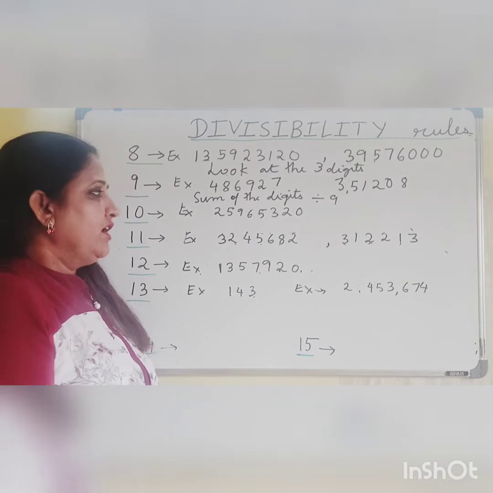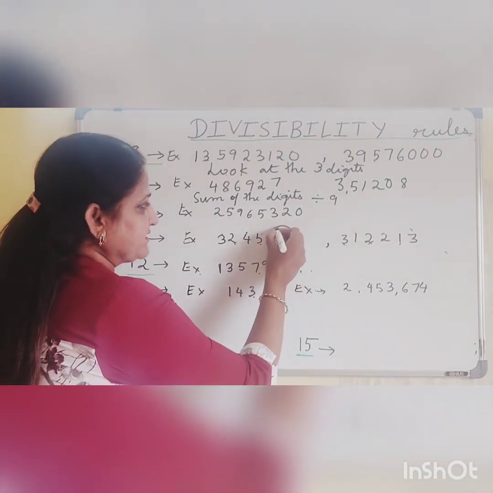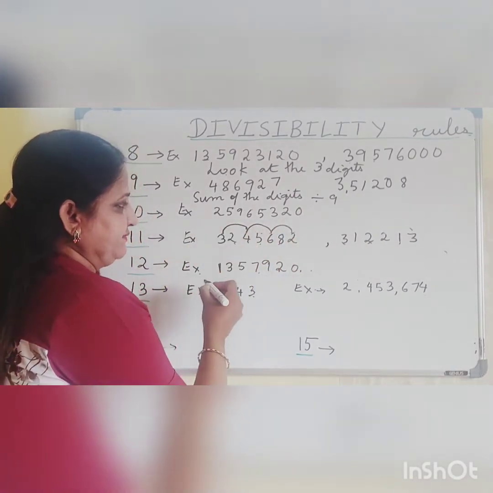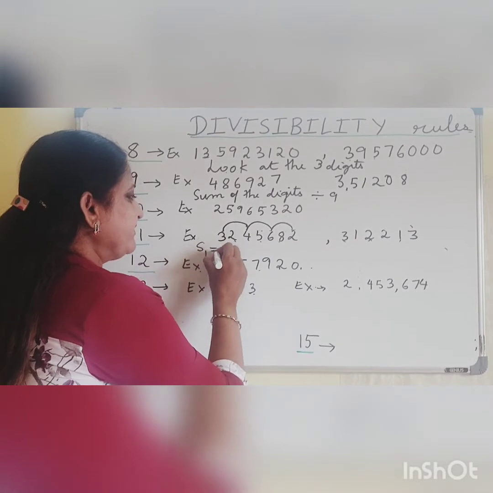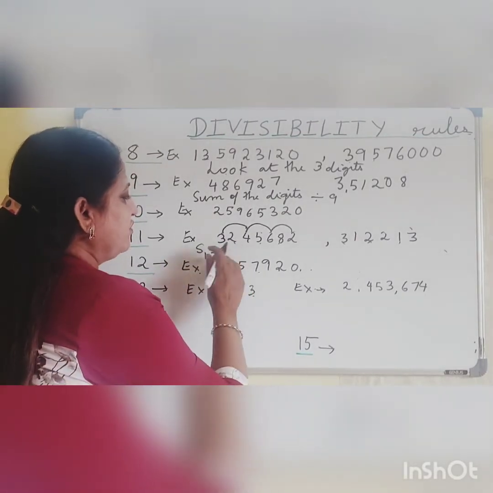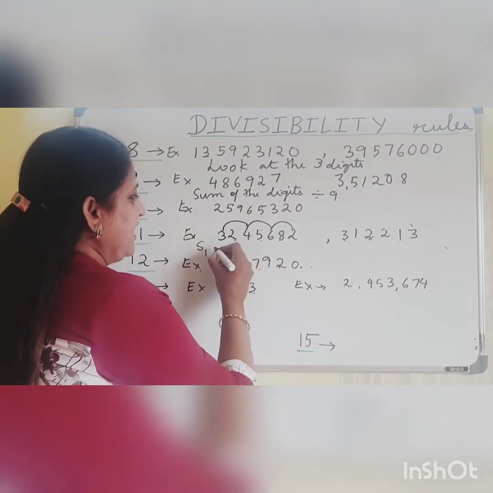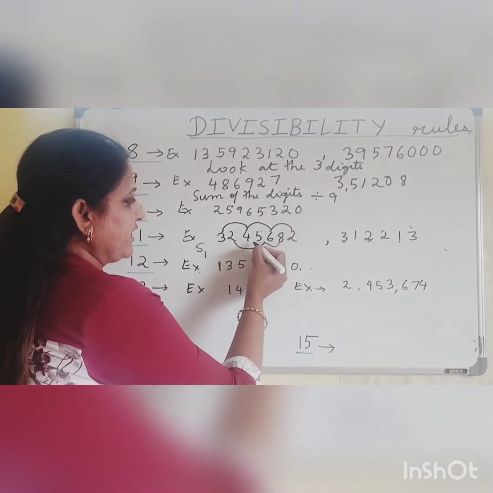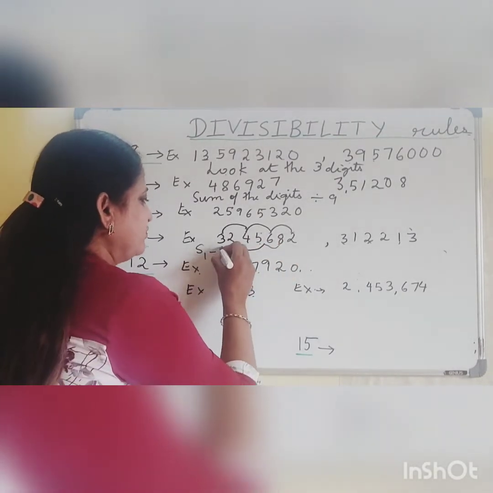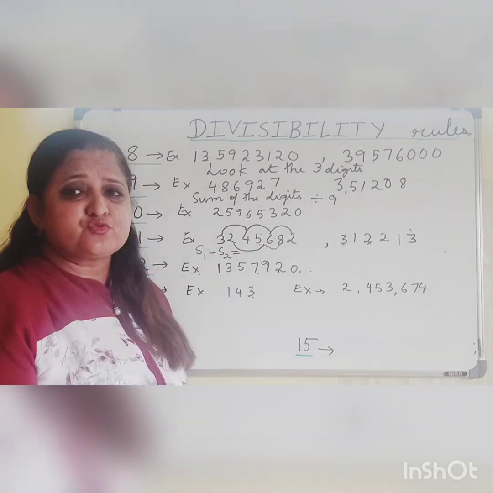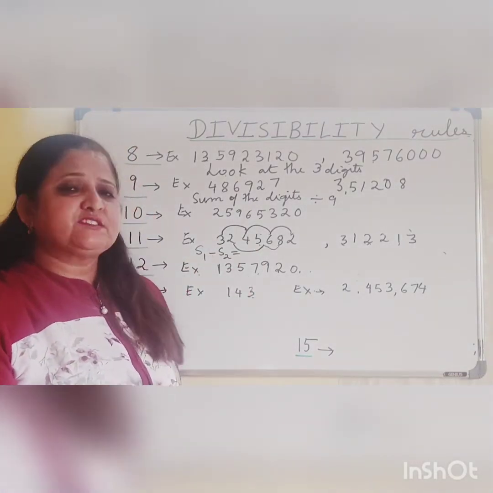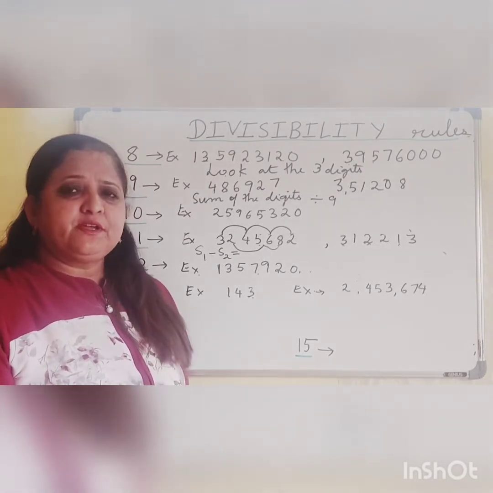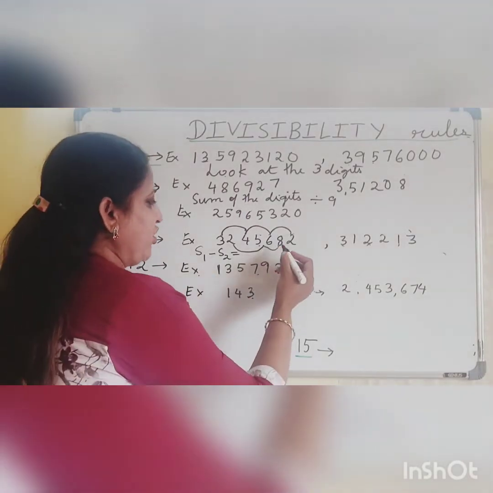Right. Next we come to the number 11. For number 11, you have to look at the digits at the odd places. Odd places as in first, third, fifth and seventh place. You have to add them up. Let's give it a name S1. And you also have to add up all the digits in the even places, like the second, fourth and sixth places. Let's call it S2. And we have to find the difference of those two sums. If the difference of those two sums is either 0 or 11 or a multiple of 11, then the entire number will be divisible by 11.